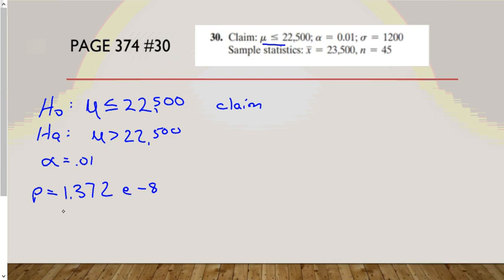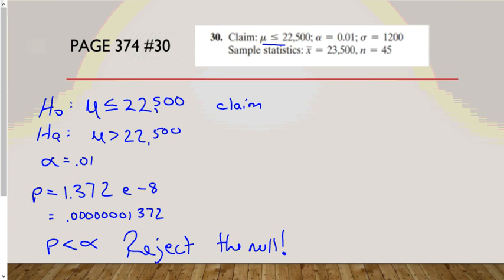So really, this is 0.00000001372. Okay, 1, 2, 3, 4, 5, 6, 7, 8. Yep. Okay, that's what our p-value is. That's teeny, teeny, tiny. So definitely p is less than alpha. And when p is less than alpha, that's when we get to reject. Reject the null.